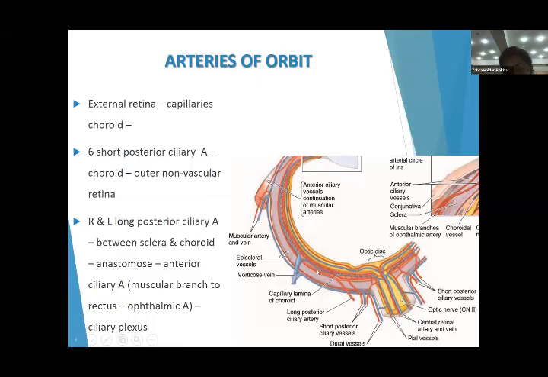which is lying between the sclera and the choroid. It runs forwards, anastomoses with the anterior ciliary. Anterior ciliary बताती हूँ, ये मसल्स हैं of the extraocular muscles, इनको सप्लाई करती है ophthalmic artery. ये मसल्स से anterior ciliary arise करती है, and this anterior ciliary anteriorly goes and anastomoses with this long posterior ciliary. Is this thing clear? Any question?